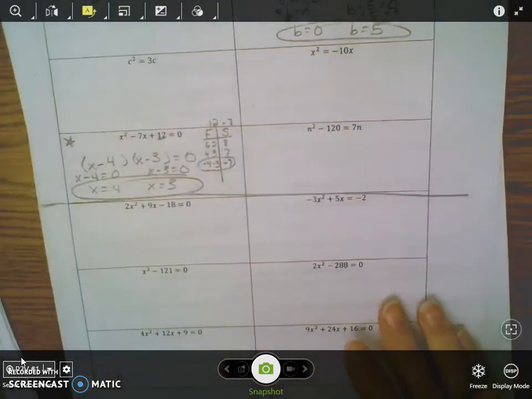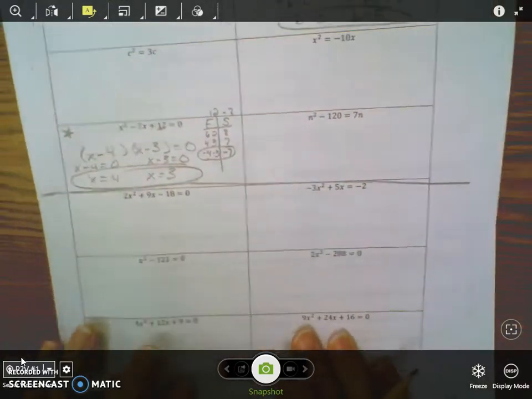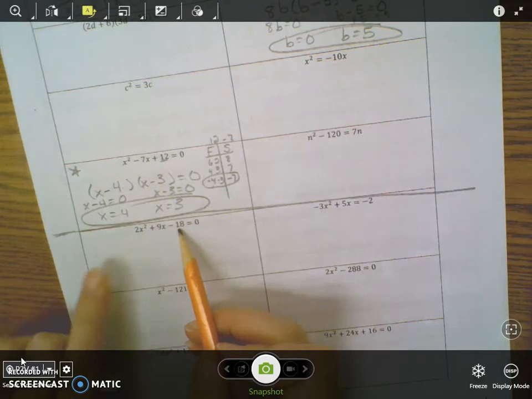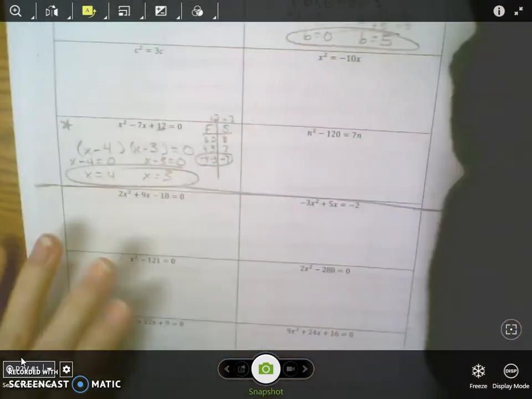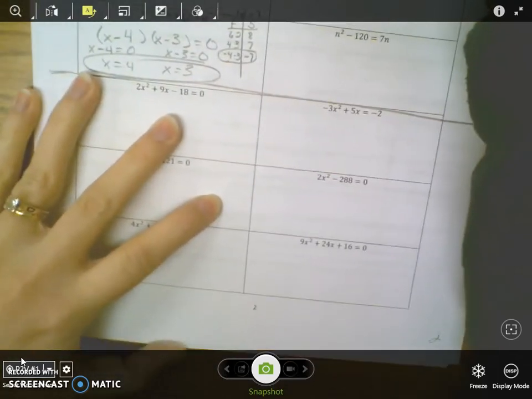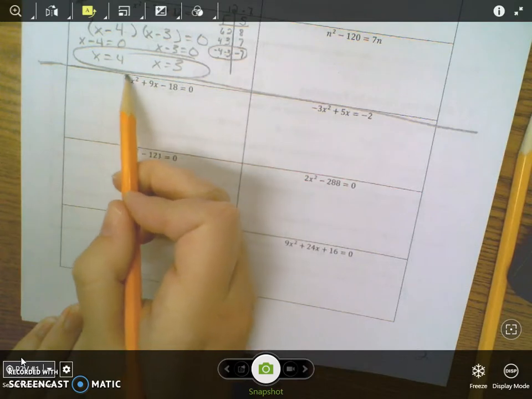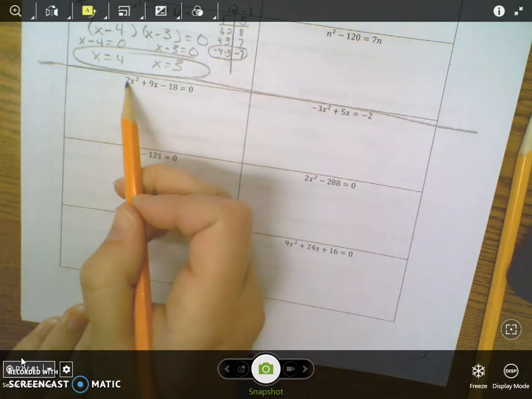Okay, let's take a look at a couple other types of problems here. So the first one is a review, sort of. It's a review with a little bit extra. So on this one, we have not only a number here, but we have a number here. So it's got a coefficient other than 1.